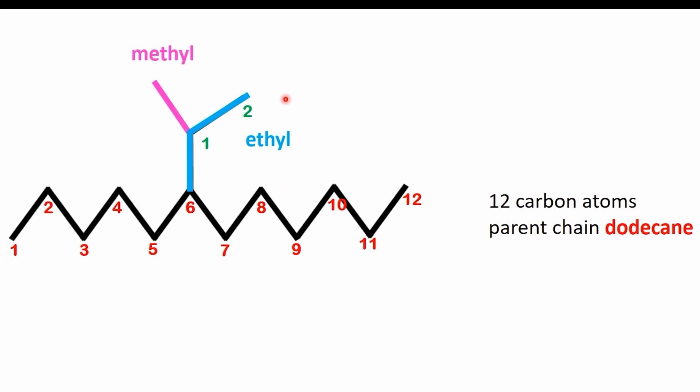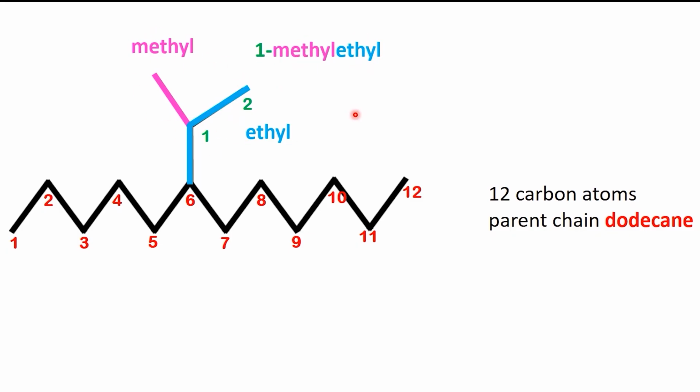Finally, combine the names. The branch methyl is identified, and its position on the ethyl chain, 1, is specified. Together, the substituent is named 1-methylethyl. Now, let's return to the parent structure. The complex substituent we just named, 1-methylethyl, is still attached to the 6th carbon of the dodecaine chain.